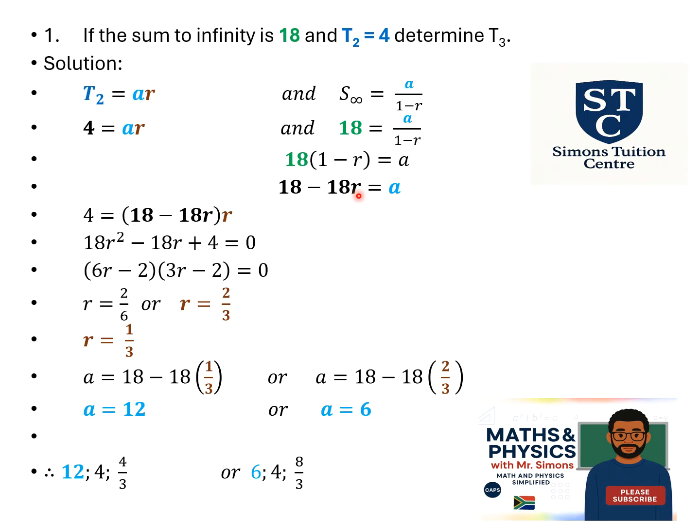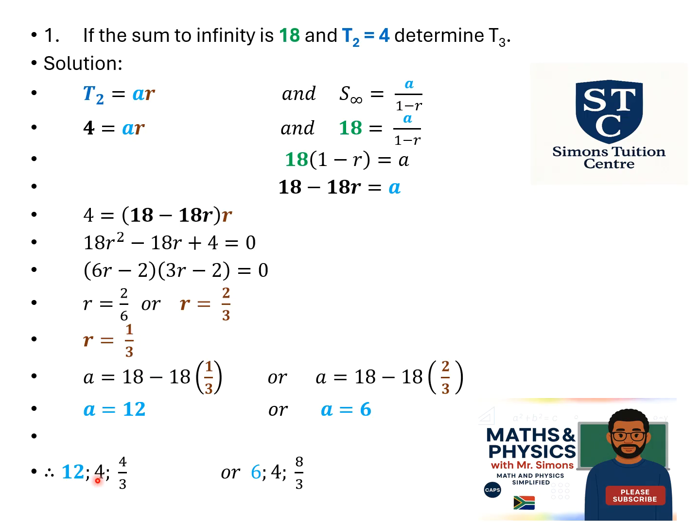In the place of r, if I place 1 over 3, I have 18 minus 18 times 1 over 3, which is 18 divided by 3 gives me 6. 18 minus 6 gives me 12. Or in the place of r, I can place 2 over 3: 18 times 2 gives me 36, 36 divided by 3 gives me 12, and 18 minus 12 gives me 6. So a equals 12 or a equals 6.